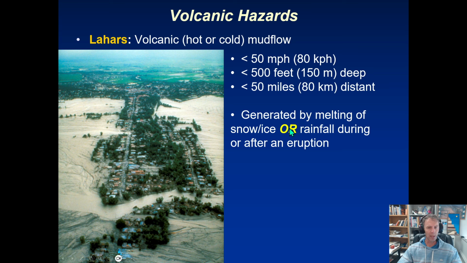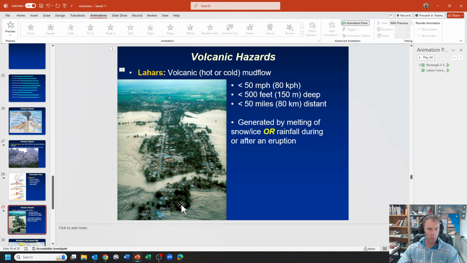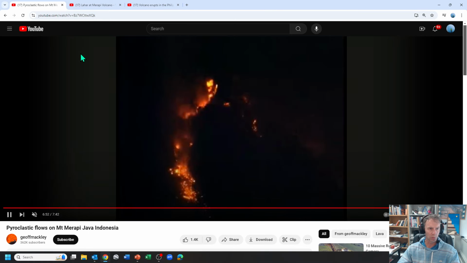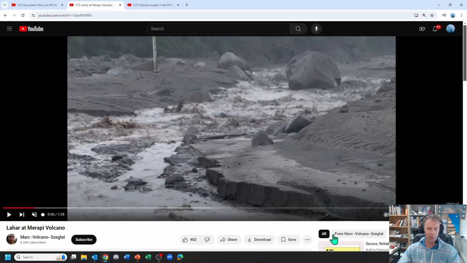It might be triggered by rainfall, heavy rainfall onto a landscape with a fresh blanket of ash and eruptive material. That can trigger one of these lahars as well. Quick little video clip that shows you some lahar behavior here.